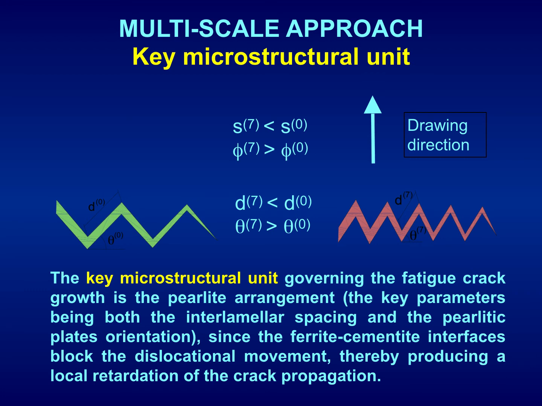Then the key microstructural unit governing the fatigue crack growth is the pearlite arrangement, the key parameters being both the interlamellar spacing and the pearlitic plates orientation, since the ferrite-cementite interfaces block the dislocational movement, thereby producing a local retardation of the crack propagation.